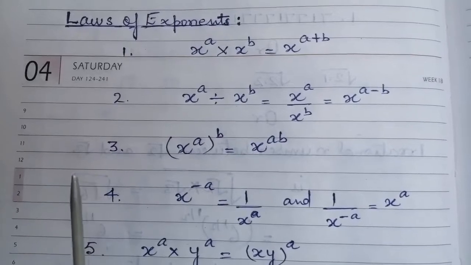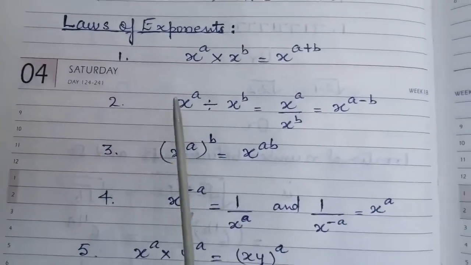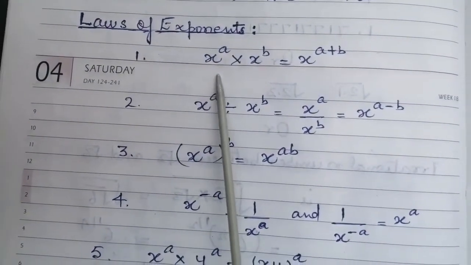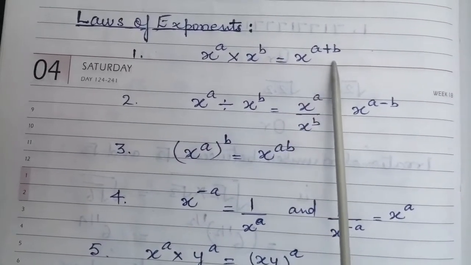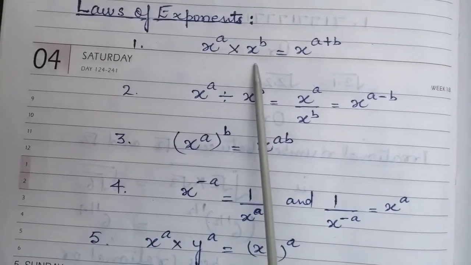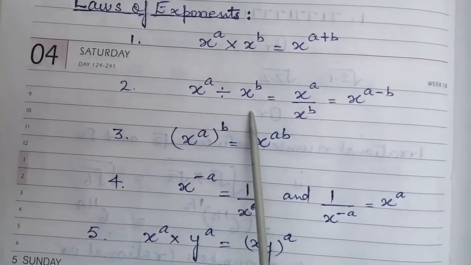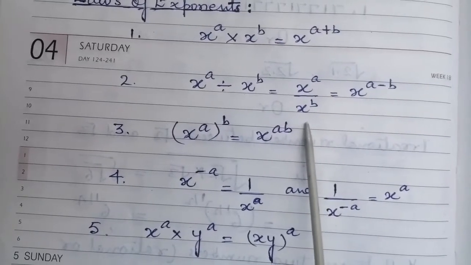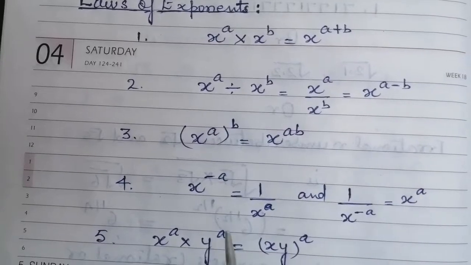In the previous video, we had discussed the laws of exponents for class 9. I repeat the rules. First was x raised to power a multiplied by x raised to power b, that is equal to x raised to power a plus b. That is, when bases are same and they are getting multiplied, we add the powers. Second is x raised to power a divided by x raised to power b, or we can also write it like this: x raised to power a upon x raised to power b. Then we have x raised to power a minus b.